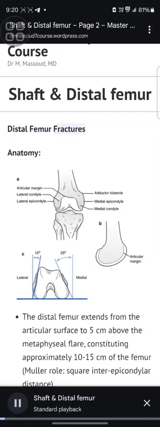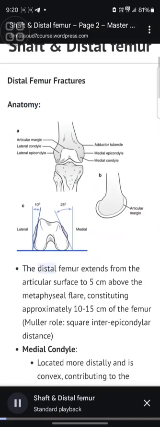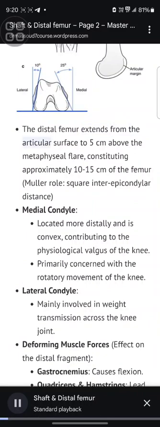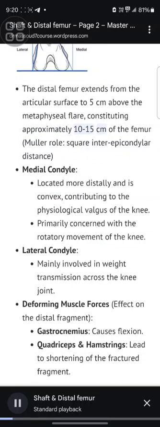Distal femur fractures. Anatomy. The distal femur extends from the articular surface to 5 cm above the metaphyseal flare, constituting approximately 10 to 15 cm of the femur. Müller square, inter-epicondylar distance.